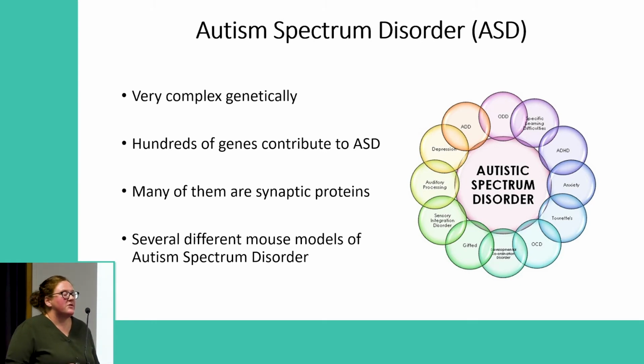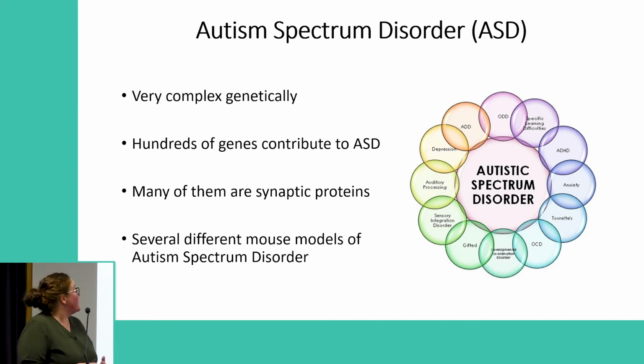Autism spectrum disorder is really complex genetically. There have been hundreds of genes associated with autism spectrum disorder. Different genetic changes will lead to different symptoms. There's a real array of different phenotypes that people with autism can display. But many of the mutations are found at the connections between brain cells, so they're synaptic proteins which are affected in autism. So the way that brain cells are talking to each other is somehow affected.